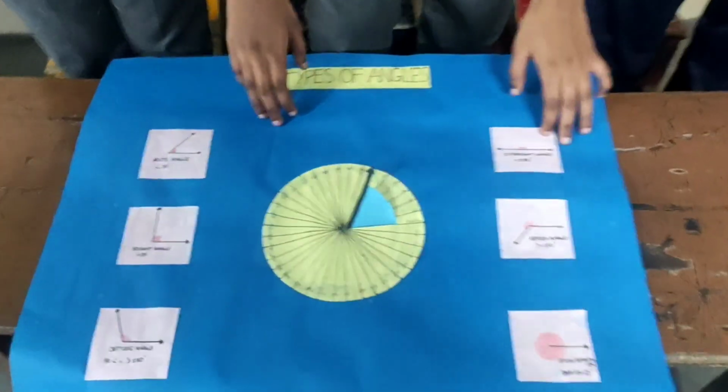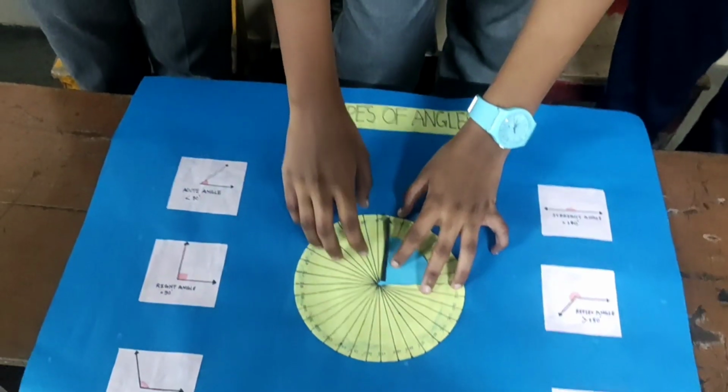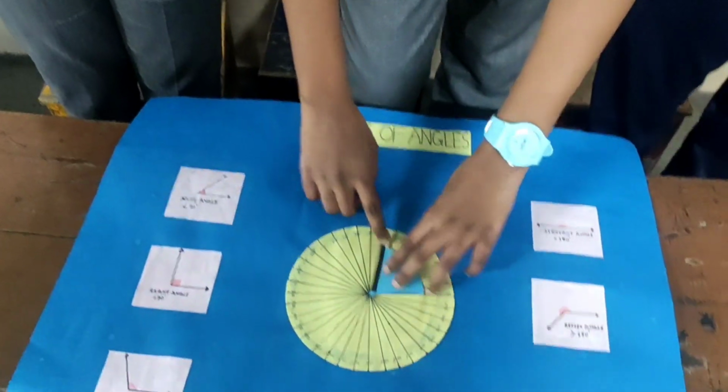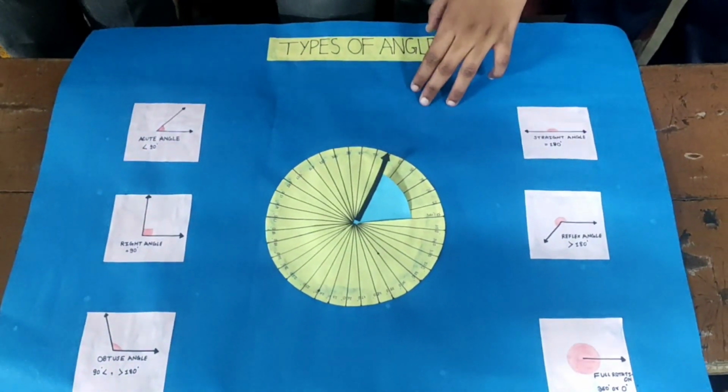This is our presentation on angles. An angle is formed when two rays join together at a common point. Here the common point is known as node or vertex, and the two rays are known as arms of the angle. Basically, there are 6 types of angle in geometry.